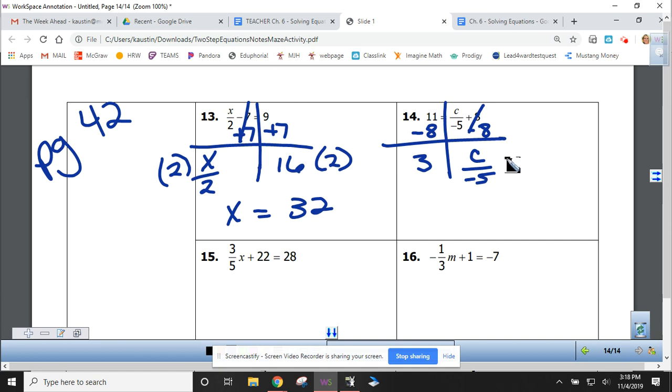C divided by -5, the opposite is to multiply each side by -5. -5 times 3 is -15.